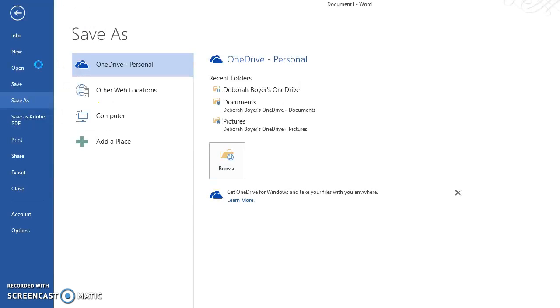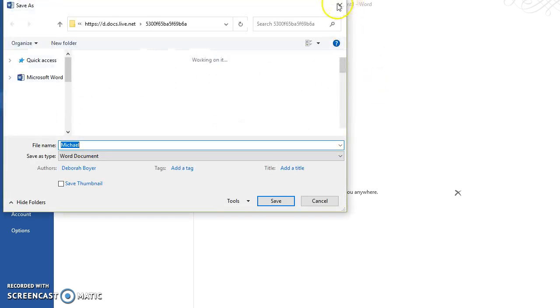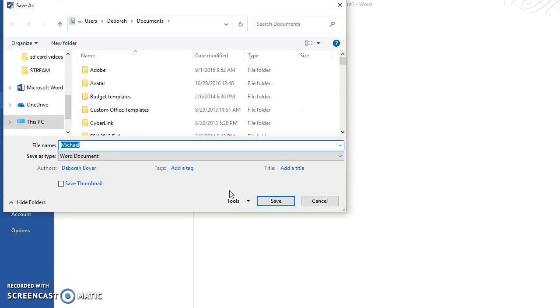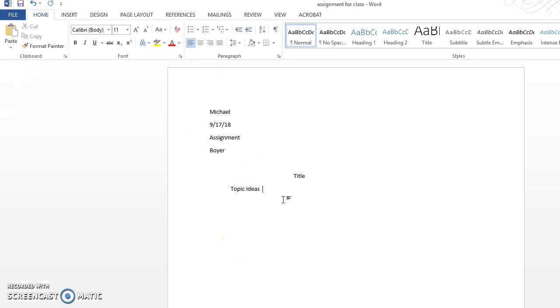Of course, it's not responding. So you would actually go to Computer, Browse, and then name it whatever the assignment is. And save it. That way the kids would know it was saved safely.